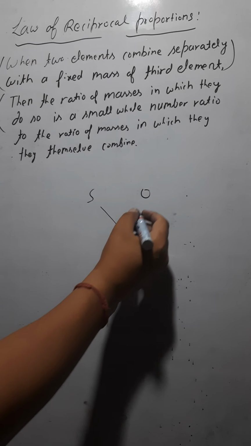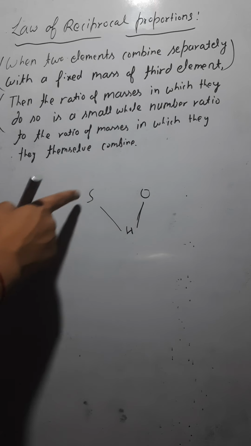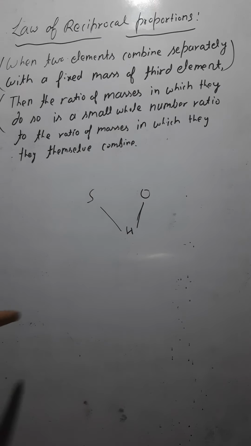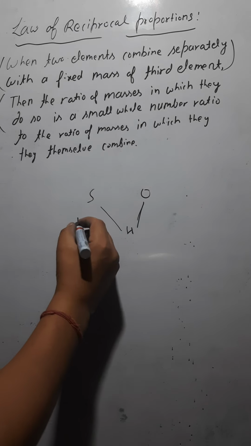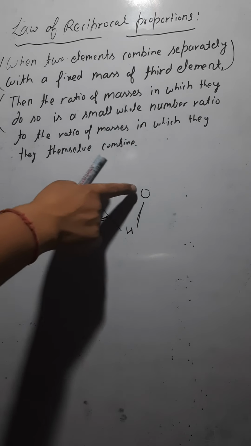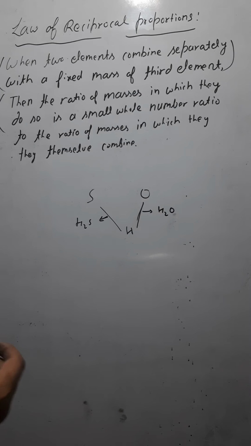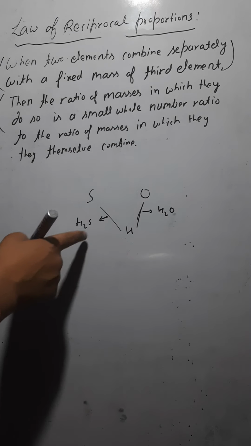Let's take a third element here. Let's say it is H. So these two elements are combining separately with the fixed mass of third element. So if sulfur is combining with hydrogen, it is forming what? Hydrogen sulfide gas. And if oxygen is combining with hydrogen, it is going to form what? Water, that is H2O.